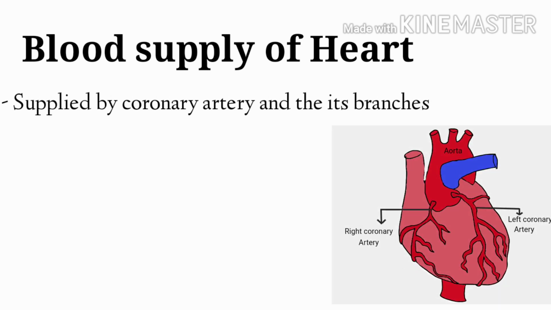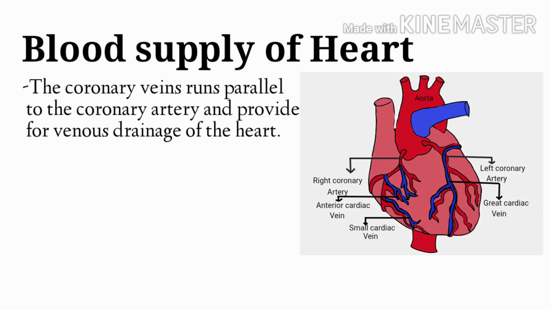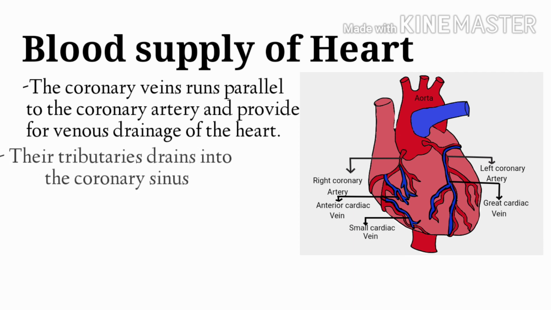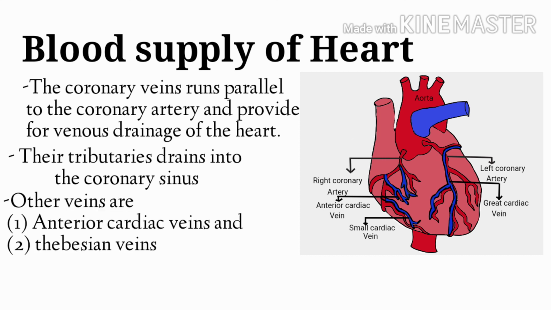But what about the blood supply of the heart? Well, the blood required for the survival of heart tissues is supplied by the coronary artery and its branches. The first portion of the aorta, after it ascends from the left ventricle, gives rise to this coronary artery. The coronary veins drain the heart and generally run beside the coronary arteries. Their tributaries all meet together and drain into a space called the coronary sinus, which further drains the blood into the right atrium. There are also the anterior cardiac veins and the Thebesian vein.